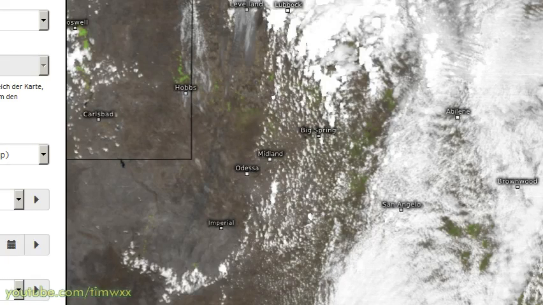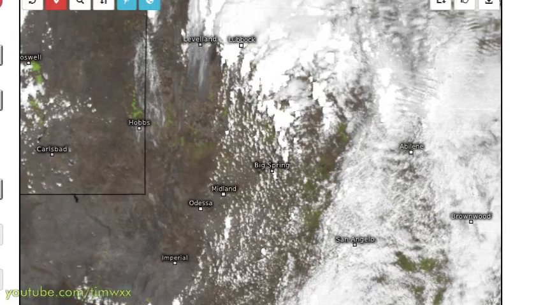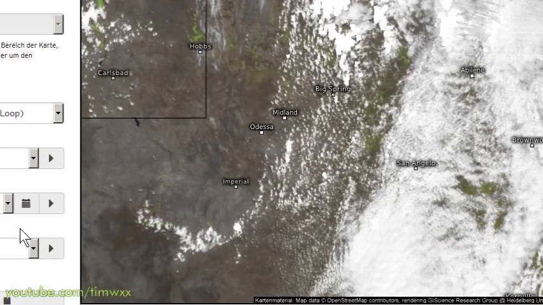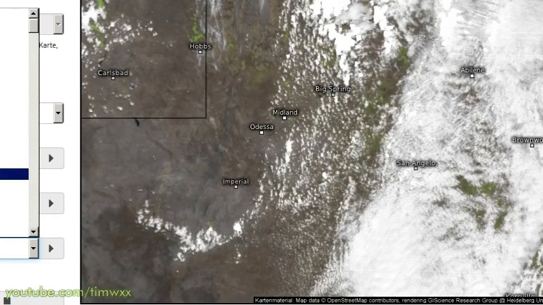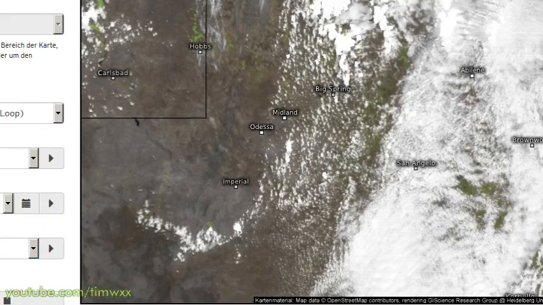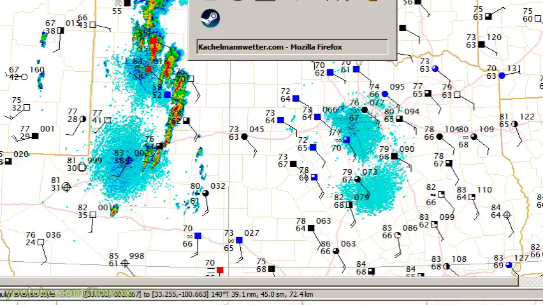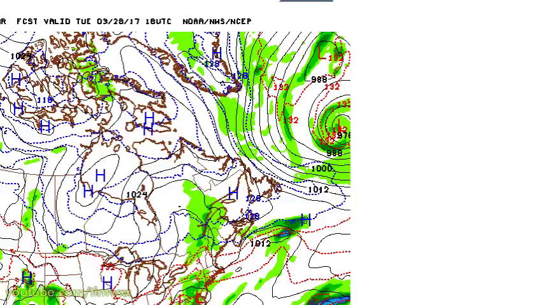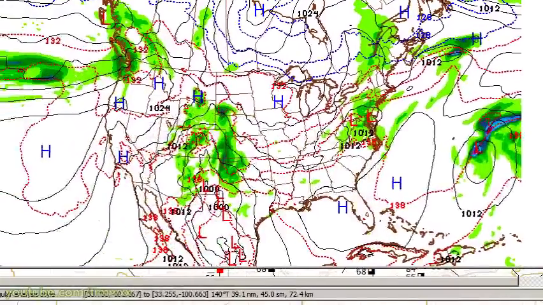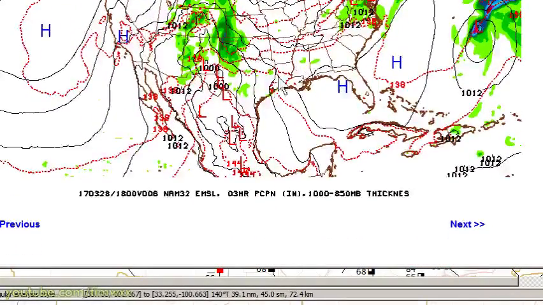So again, we're looking at GOES-R data. This is half kilometer resolution. Okay, so anyway, that's some neat stuff there. I think it's time to look at some of the thermal data and the upper air data also.